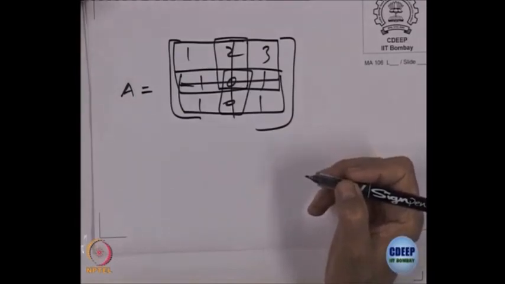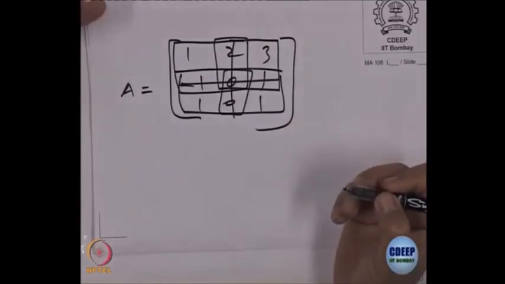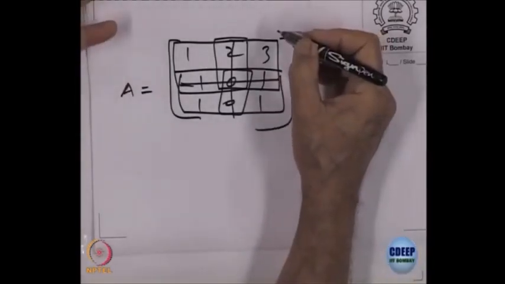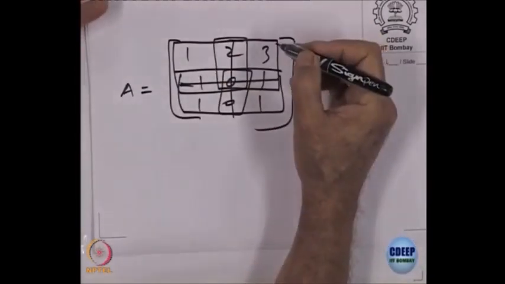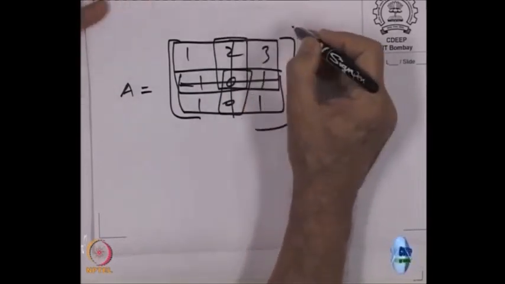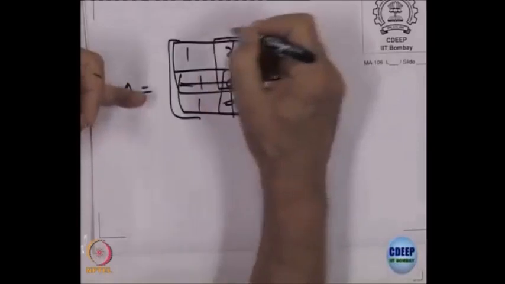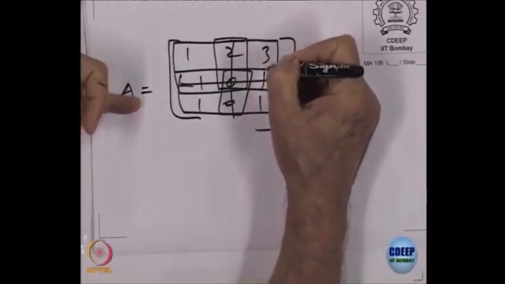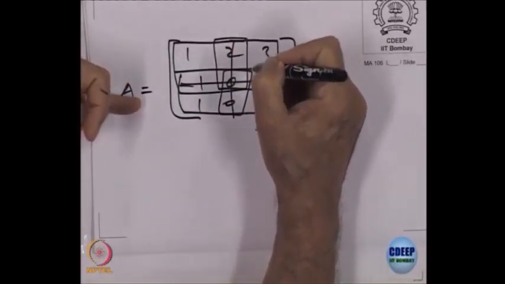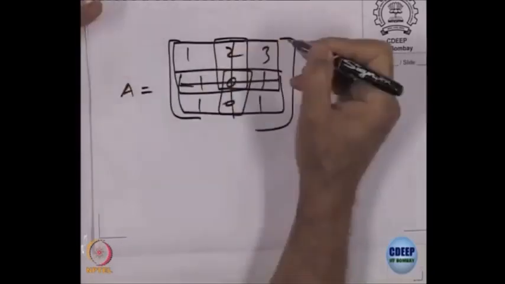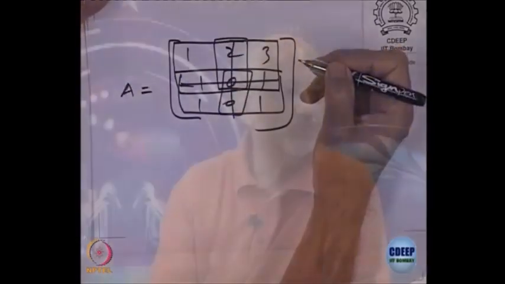If one of them is not 0, that means rank should be equal to 2, because it is 3 by 3. If the original matrix has determinant 0, its rank cannot be full, but I have got a sub matrix of order 2 by 2, one of them at least, which has determinant not equal to 0, that means rank of that is equal to 2. So, rank of the full matrix will be equal to 2.